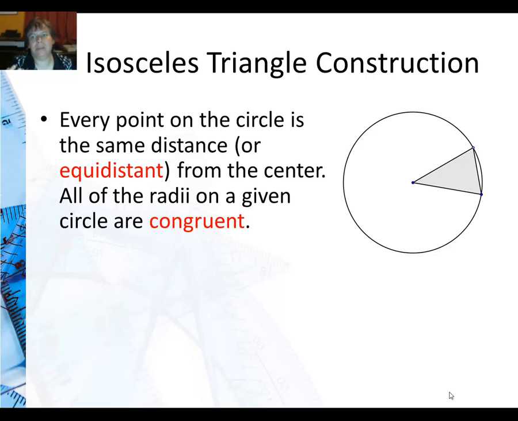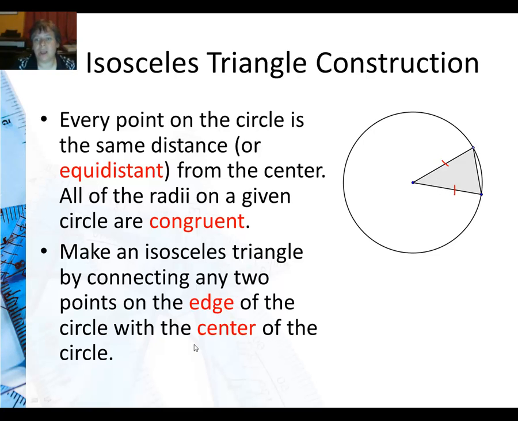idea of equidistance. Every point on the circle is the same distance on the edge from the center. So every point on the edge out here is equidistant from that point. So that means that all radii on a given circle are congruent. So this segment's congruent to that segment. So you can make an isosceles triangle by drawing a circle and connecting any 2 points on that circle. So you put 2 points on the edge, automatically an isosceles triangle.